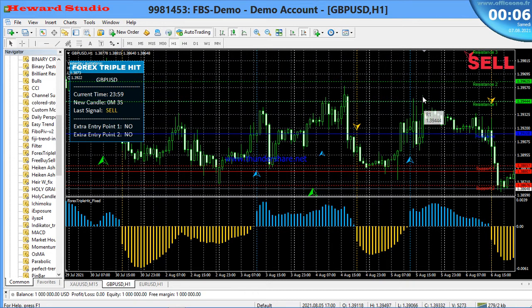When it went up to this particular part, look at the three here, it started reducing till you got the sell.